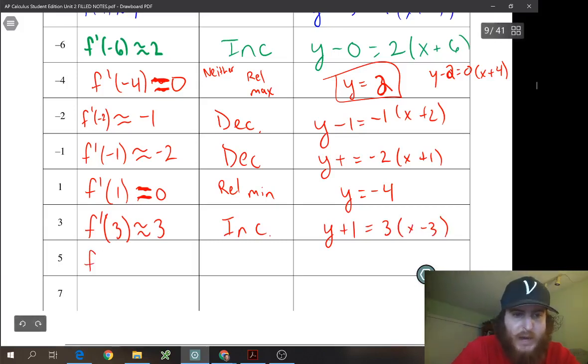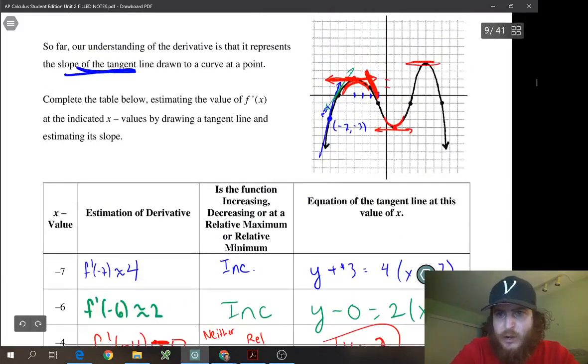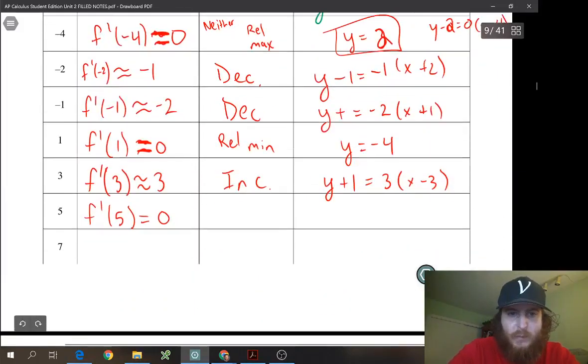For f prime of 5, this is another one of those zeros. That's another one of those horizontal tangents. Right? So up here, it's going horizontal. So that's a top. So that's a relative maximum. It's like the biggest point around it. And we should end up with something like y equals 4.